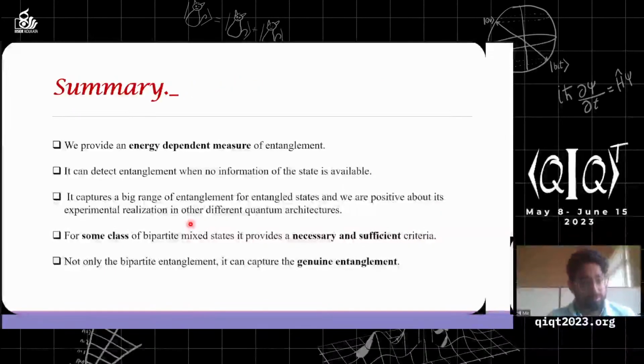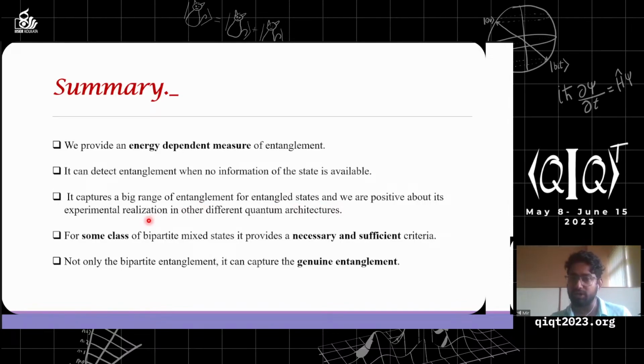So that's all. Let me summarize these things. First, we provided an energy dependent measure, which is independent of the von Neumann entropy measure. It is necessary and sufficient for pure entangled states. Not only that, it can detect entanglement when no information about the state is available. You don't have any information, but still you can detect entanglement. If you have information, you can get a better range of entanglement, and it captures a big range of entangled states. And we are really positive about its experimental realizations.